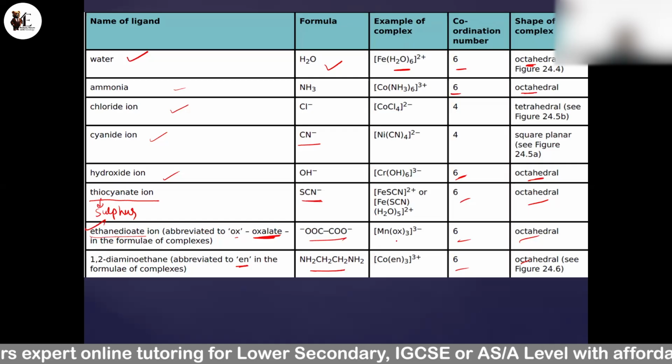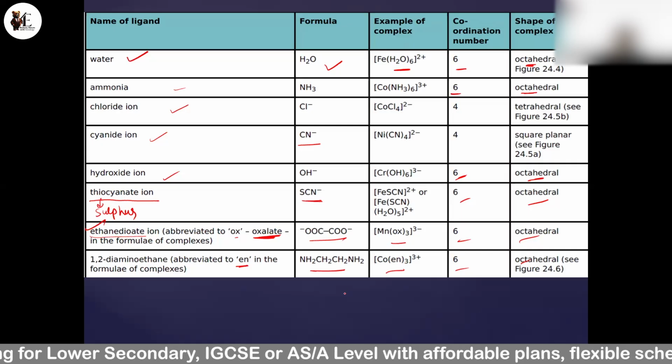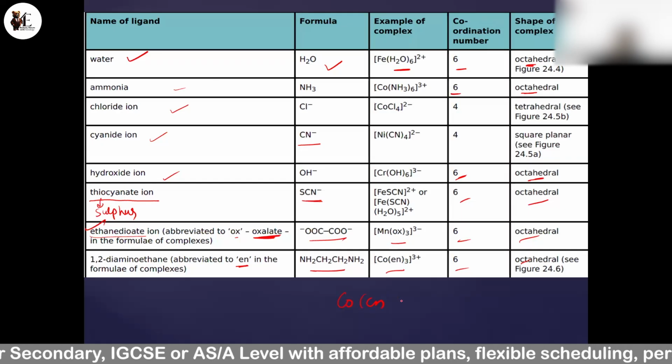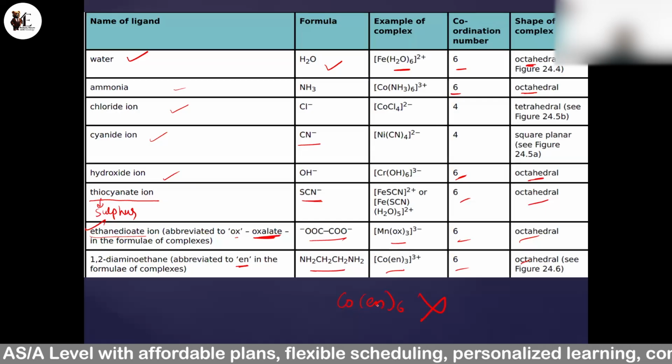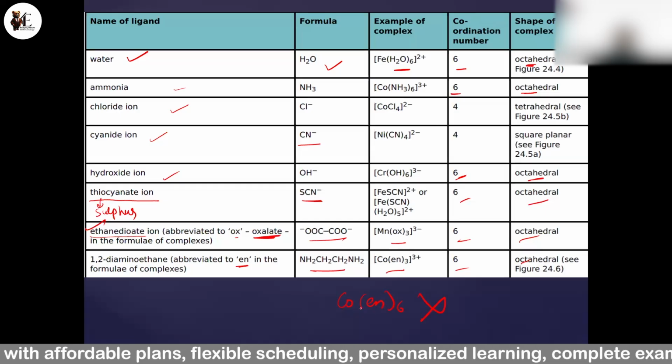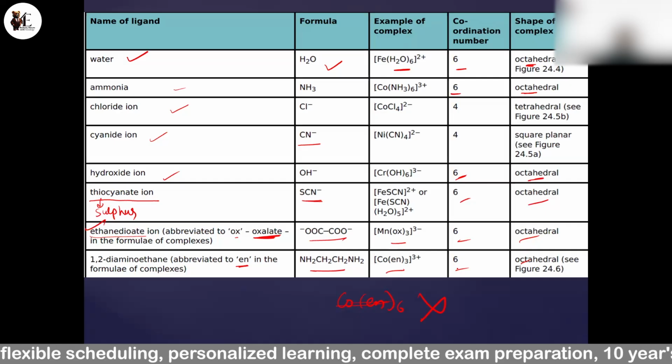So these are the structures. This is written like this. So it is 3 always. It cannot be [Co(en)6]. This is wrong, because cobalt does not have this much space to accommodate 6 en ligands. Because en is bidentate, it can form a maximum coordination number of 2.